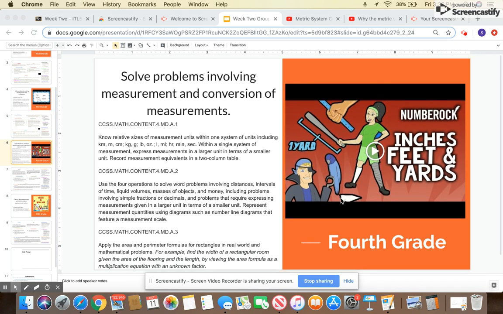On this page, I included a Numberrock video. It could be used as an opener to get the students thinking about the different measurements for distance and being able to convert them and understand that they make up each other. So I'll play a short little amount of this so we can see it.